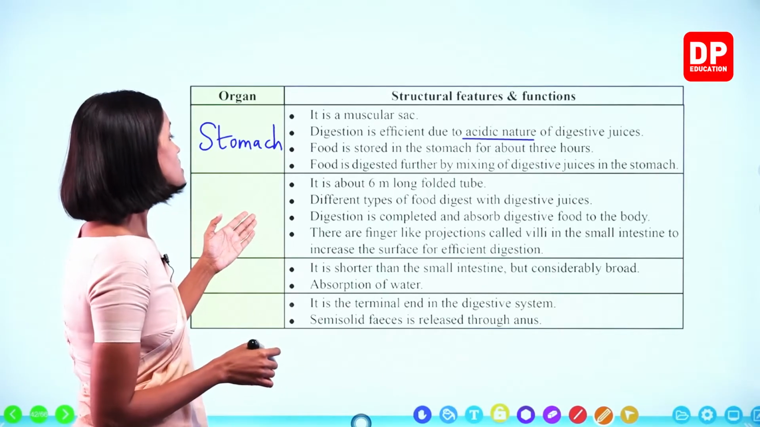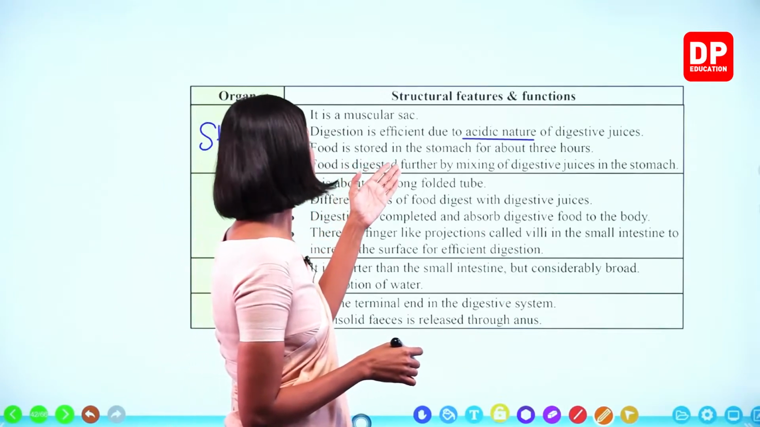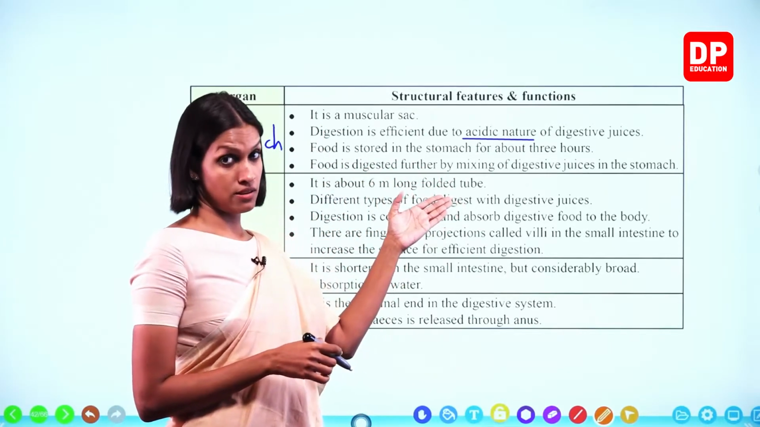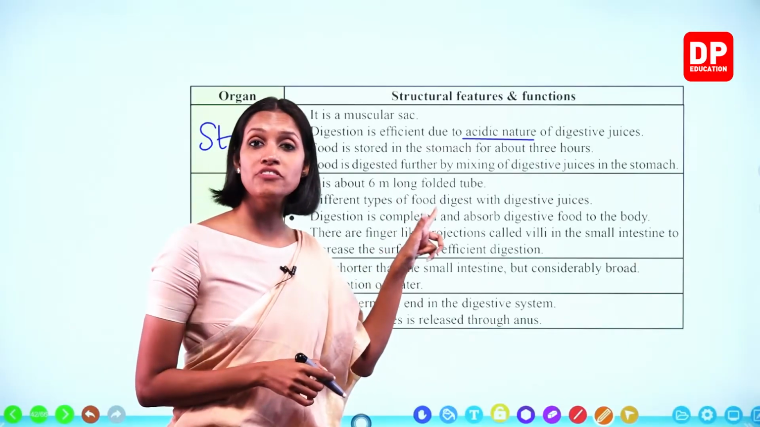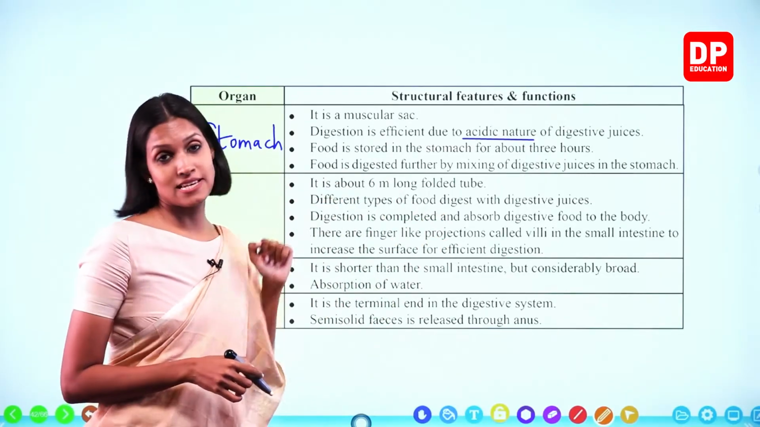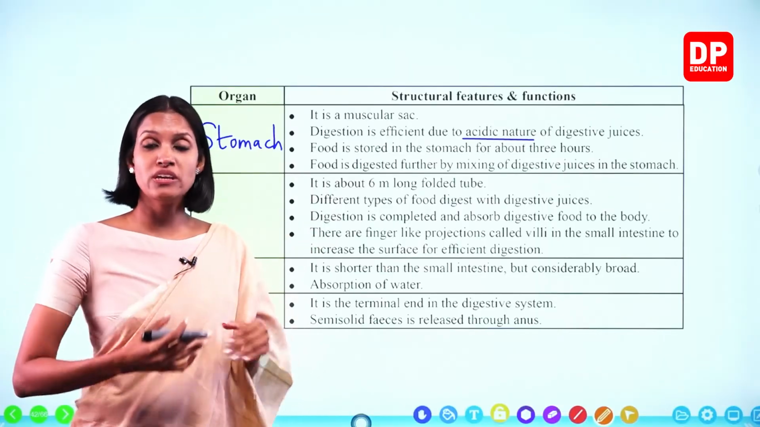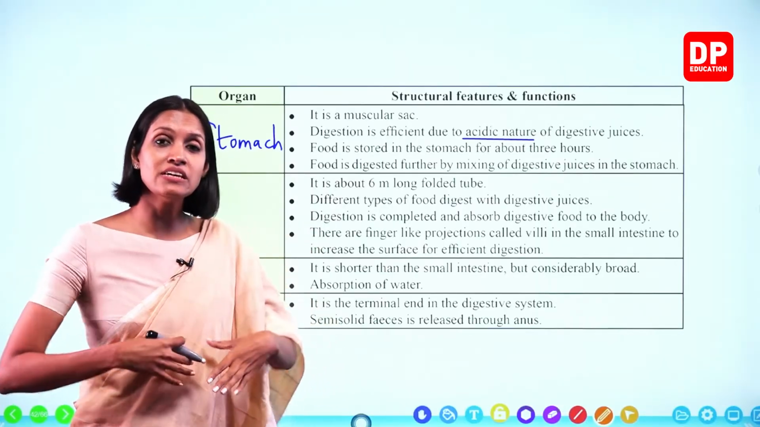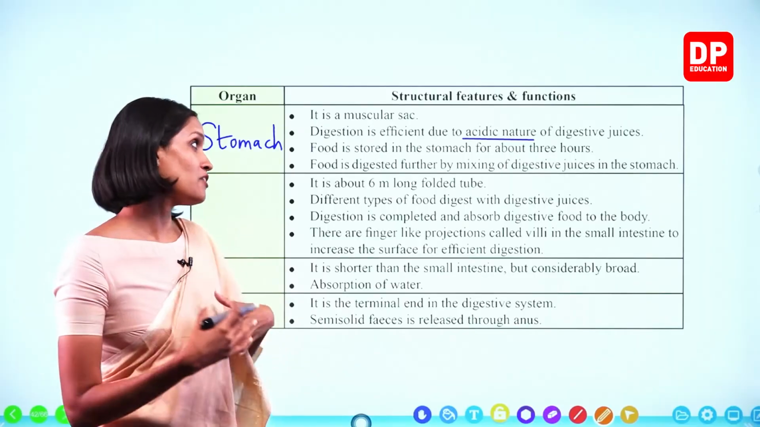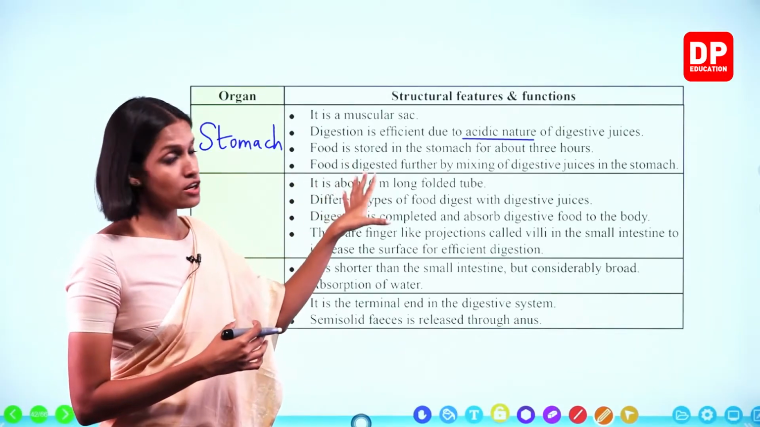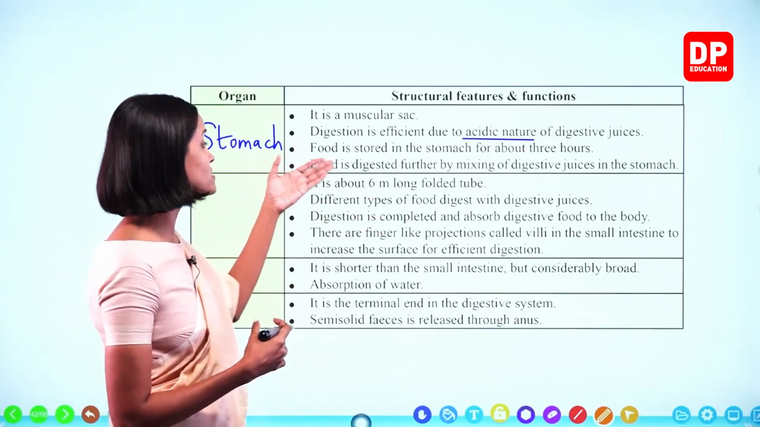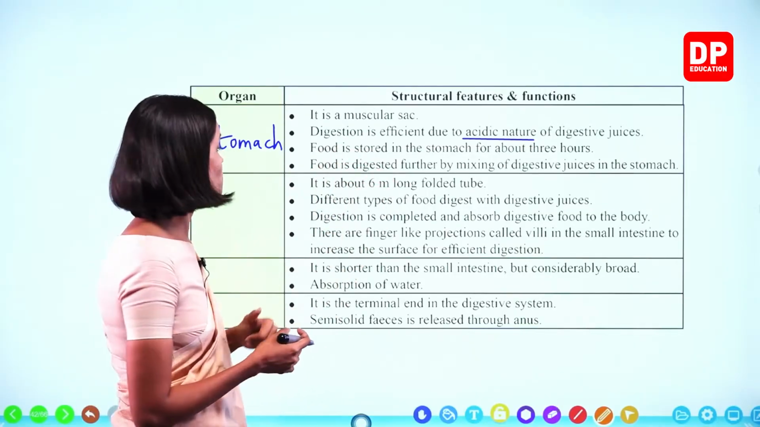Next one. It is about a 6 meters long folded tube, right? This is the length of the small intestine. So, it's about a 6 meters long folded tube. In the abdominal cavity, it's nicely folded and therefore we can't see it's a very long structure, but actually it is about a 6 meters long folded tube, right?